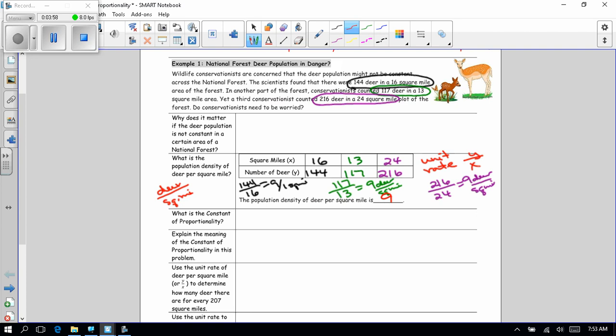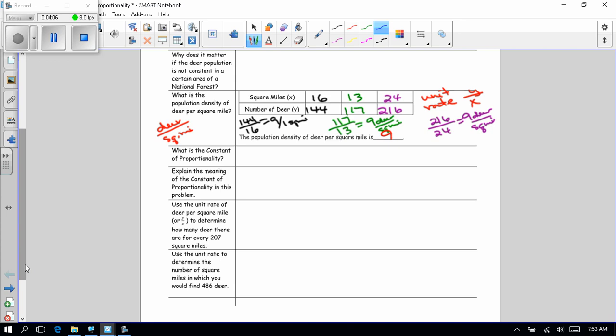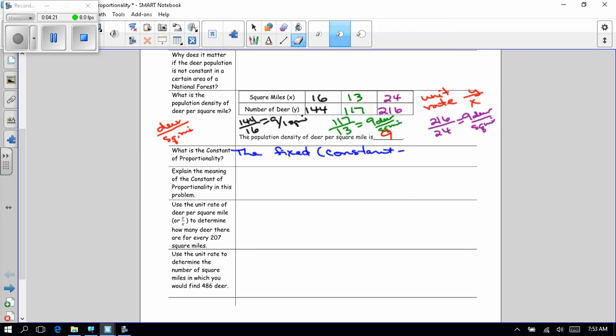What is the constant of proportionality? Well, the definition of the constant of proportionality, so here I am answering the EQ right now. It is the fixed. What in the world does that mean? Fixed just means constant, right? It's constant, stays the same. Let's just start that over. Constant, it stays the same, right? So fixed just means constant or always stays the same. It's the fixed unit rate.